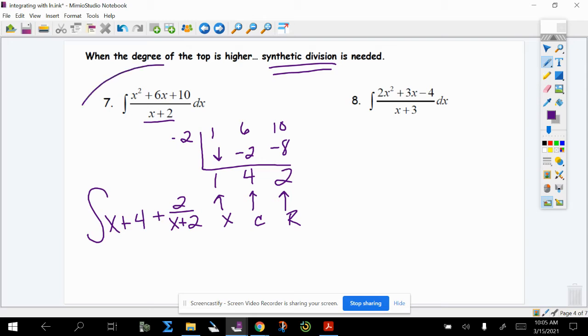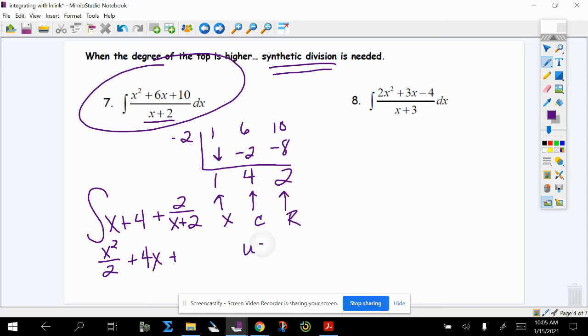So here's what that algebra step did. It took something that was not in a form that we could integrate because it had a bigger degree on top, and it broke it down into multiple terms, each of which we can integrate individually. So the integral of x is x squared over 2, just a power rule. The integral of 4 is 4x. This last part is a du over u.